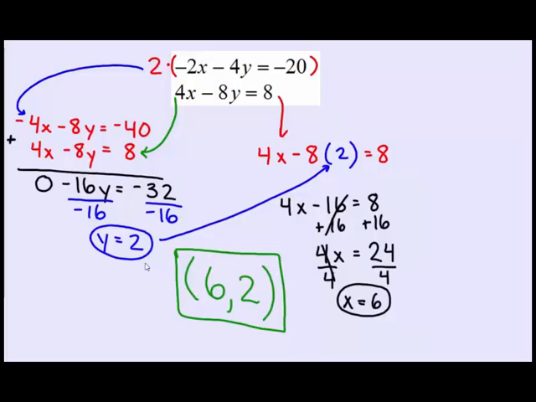Now that I know that y is equal to 2, I can pick either equation to plug the 2 in for y. In this case, I chose the bottom equation, so I just plugged the 2 in where the y was, and I get this equation: 4x minus 8 times 2 equals 8. Go through and solve for x. I get x equals 6. So my final solution is (6, 2).